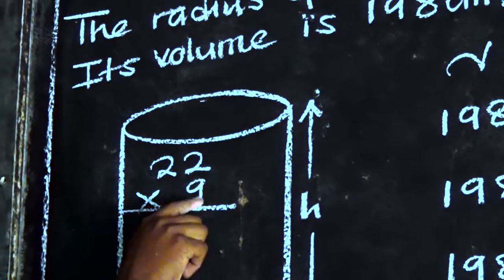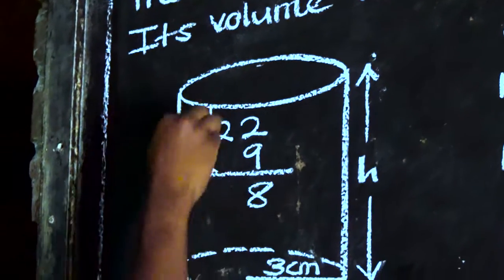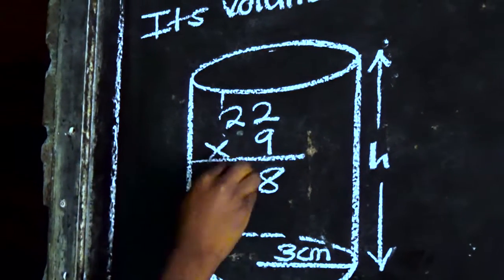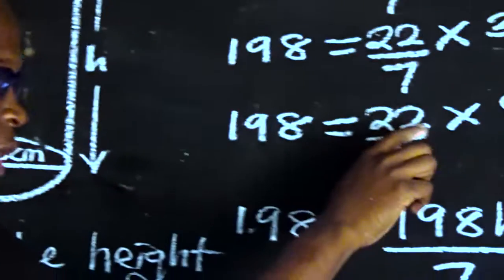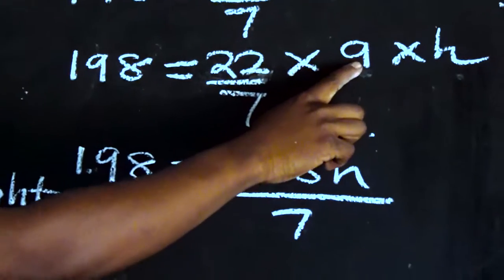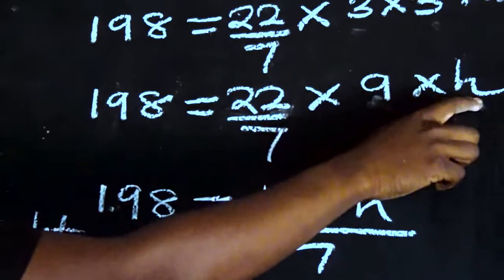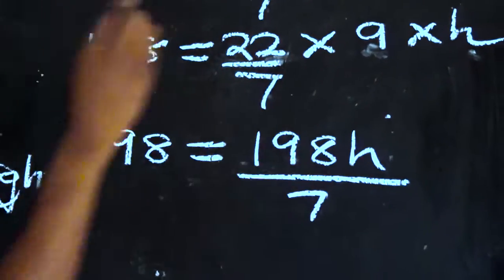We're saying 9 times 2 is 18. So 8 carry 1. 9 times 2, 18 plus 1, 19. So this is 22 times 9, 198. Okay? 22 times 9, 198. 198 times h, 198h over what? 7. Are we together, people?